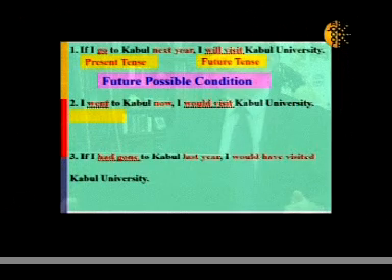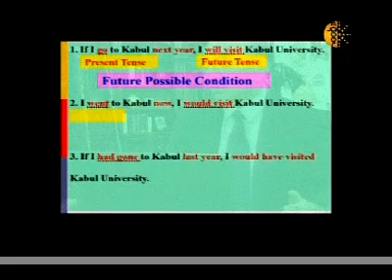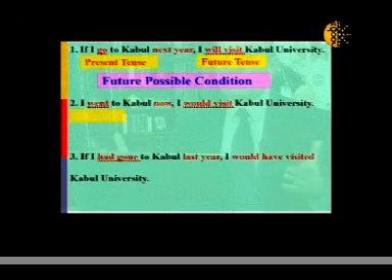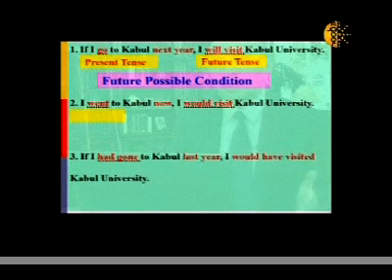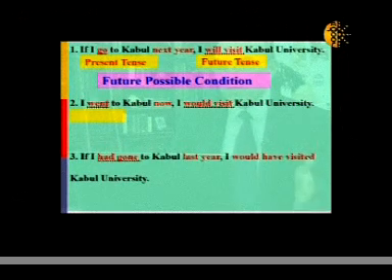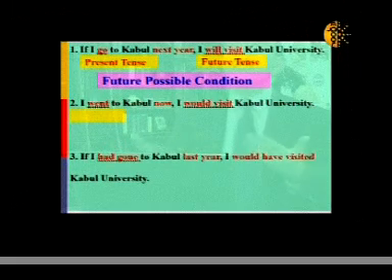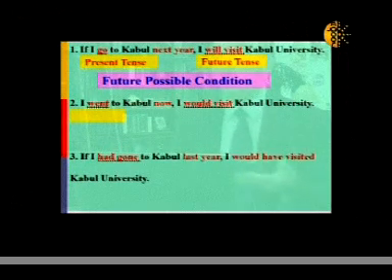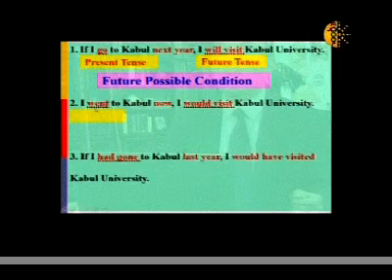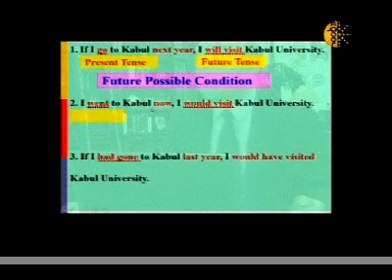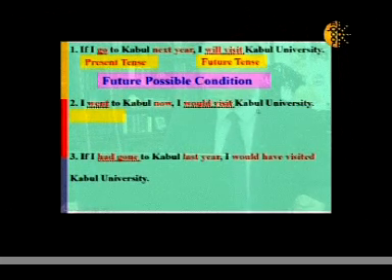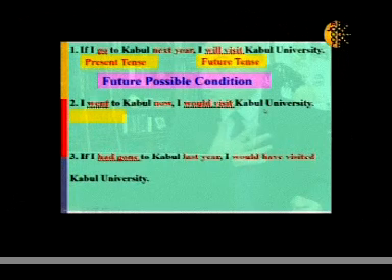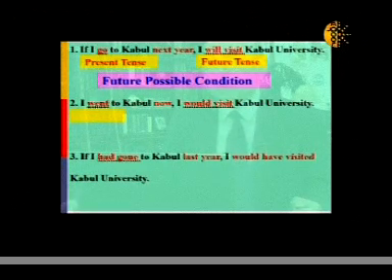If I went to Kabul now, I would visit Kabul University. Now, at the present time, what is the fact? The fact is I'm here in Noor TV in Pleasanton, California. I cannot be at two places at the same time. So that's why the situation is unreal, impossible, contrary to fact. That's why I use past tense. If I went to Kabul now, I would visit Kabul University. So I'm not going to Kabul now, and I'm not visiting Kabul University.